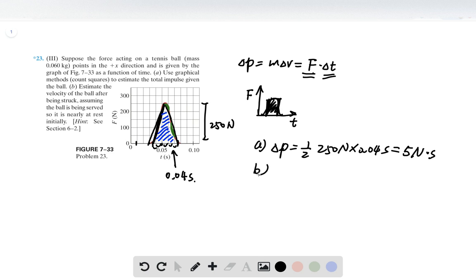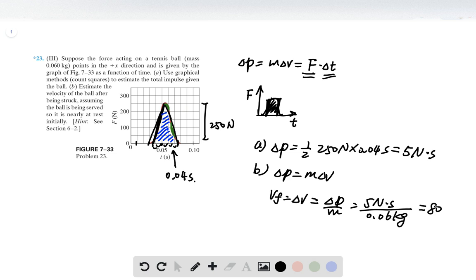The second part asks us to find the velocity of the ball after being struck, and we just use delta P equals m delta V. Because there's no initial speed, the final speed is just going to be delta V. So we have Vf equals delta V equals delta P over m. Delta P we know is 5 newton-seconds, and the mass is 0.06 kilograms. So this is equal to 80 meters per second. That is the velocity of the ball after it is struck.